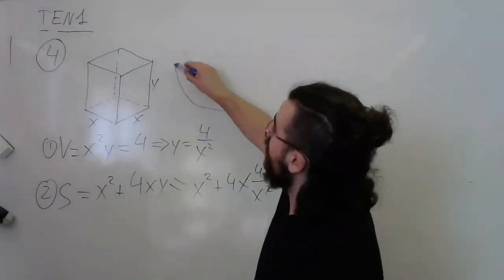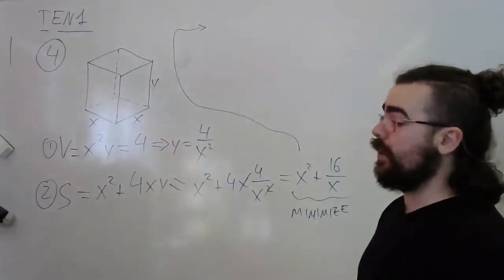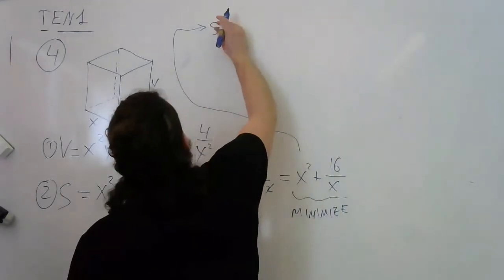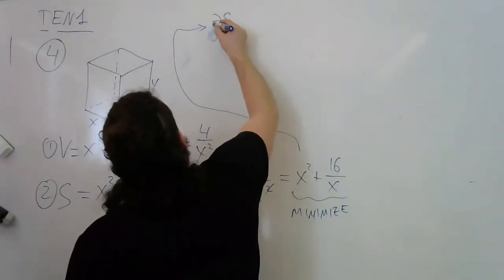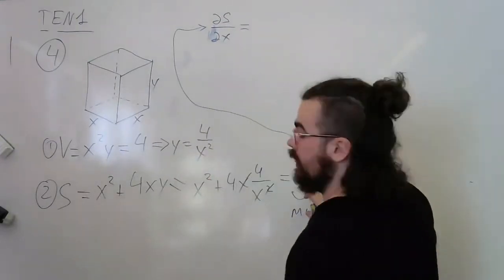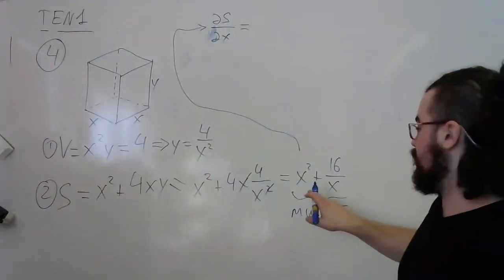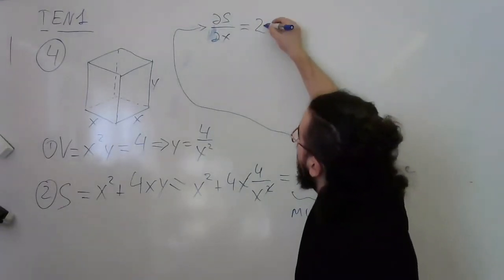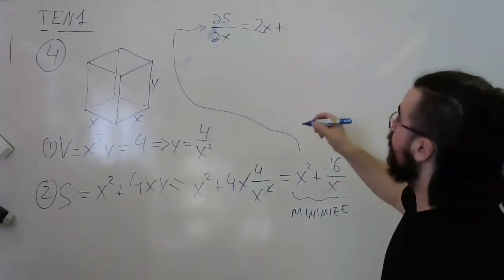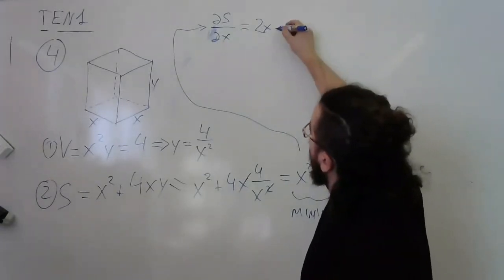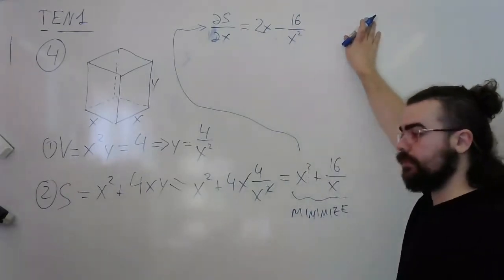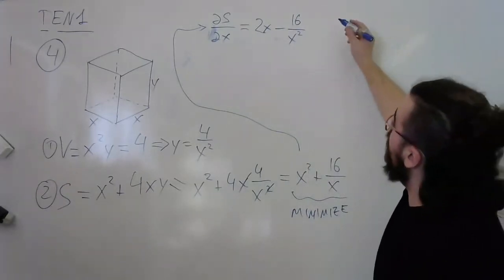And how do we minimize a function that depends on one variable? By using the first derivative. The derivative of this, a sum of two functions: the first summand is 2x, and the second one is 16 times 1 over x, so this plus is a minus. No problem up to here.